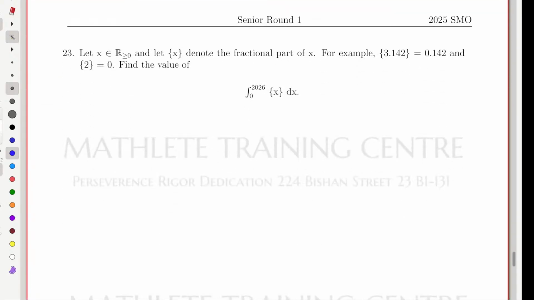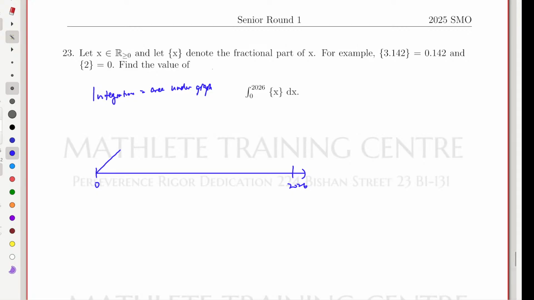And then question 23 shocks me again. Integration inside the SMO senior. But this integration is not difficult. The only thing you need to know about integration for this question is that integration is the area under the graph. So how to plot the fractional part of x from 0 to 2026? Well, from 0 to 1, the fractional part just goes like this. And then at 1, it drops back down to 0.